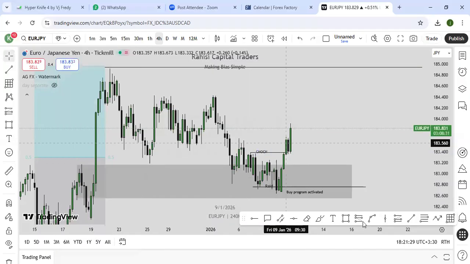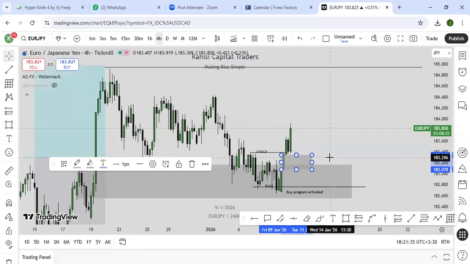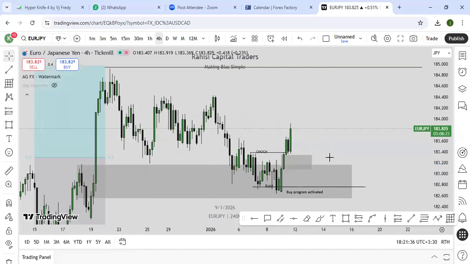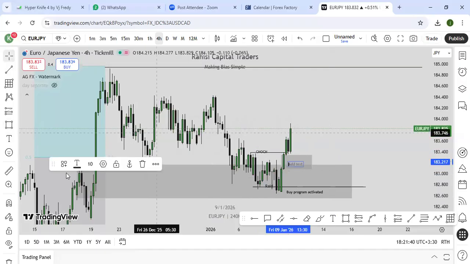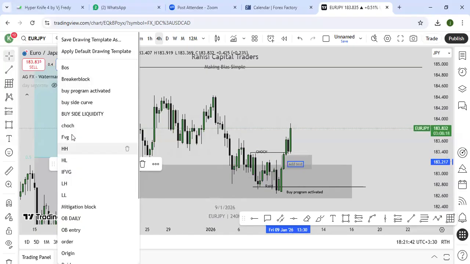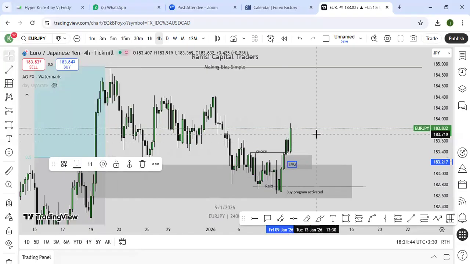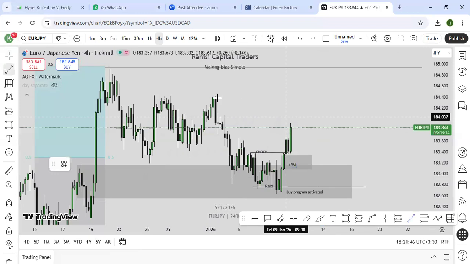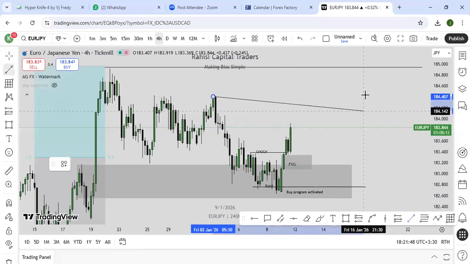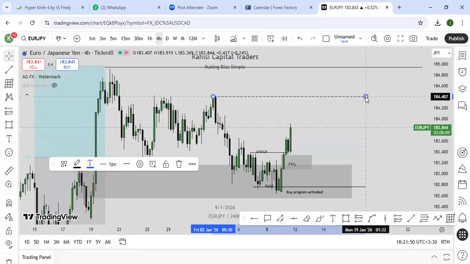Now, where is our entry? There is this fair value gap here. This was just a simple basic entry, that FVG. So there was this entry from this fair value gap here. So where is our target? Where is price going to? We are coming here. This is the first take profit, then this is take profit 2.